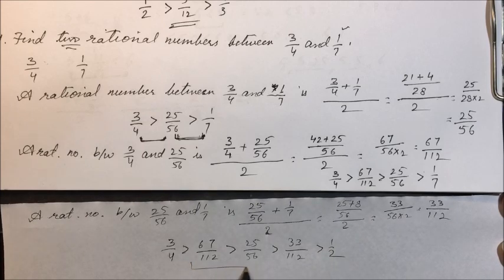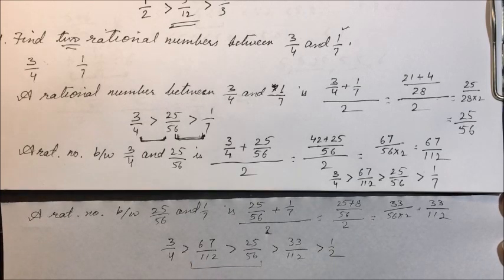So either you can insert these two rational numbers, or you can insert any other two rational numbers between them, because between any two rational numbers there are infinite rational numbers. So your answers may vary, may be different from these numbers. So how can you check? Convert them into decimal and see whether they lie between these two rational numbers or not.